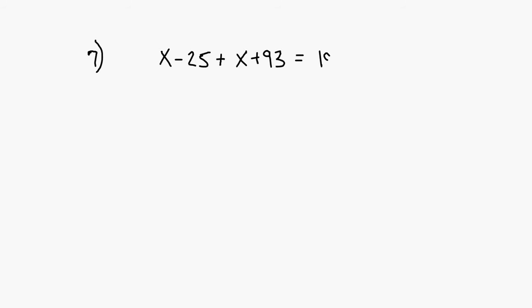equals 180. A linear pair, the two angles added together equal 180 degrees. So it's the same concept. Combine your like terms. X plus x is 2x. Negative 25 plus 93. Say again. Negative 25 plus 93. 68. Positive 68 equals 180.